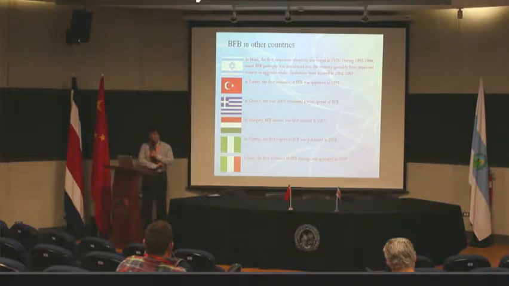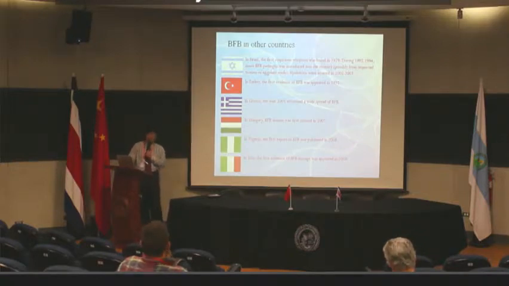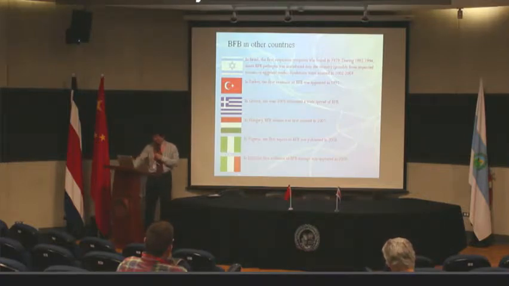In Turkey, the first evidence of BFB appeared in 1995. In Greece, in 2005, there was a widespread outbreak of BFB. In Hungary, it was first noticed in 2007. In Nigeria, the first report in a paper of BFB was published in 2008. And in Italy, the first evidence of BFB damage appeared in 2009.